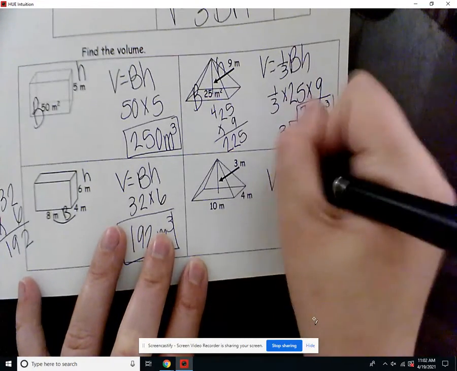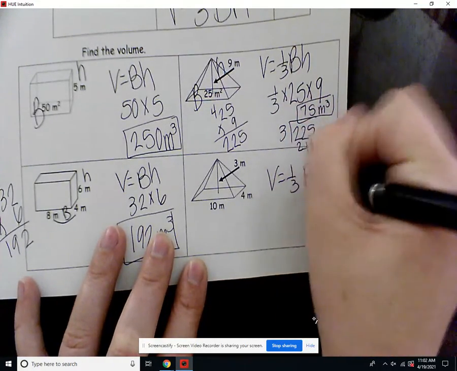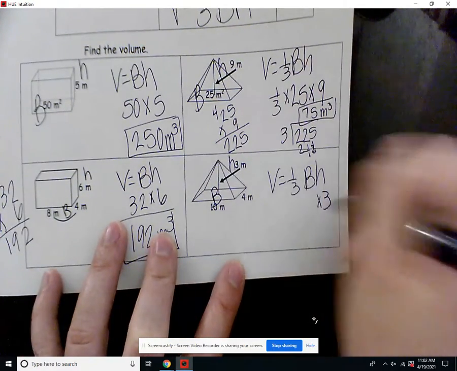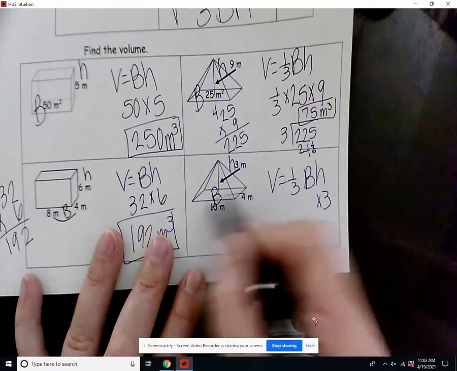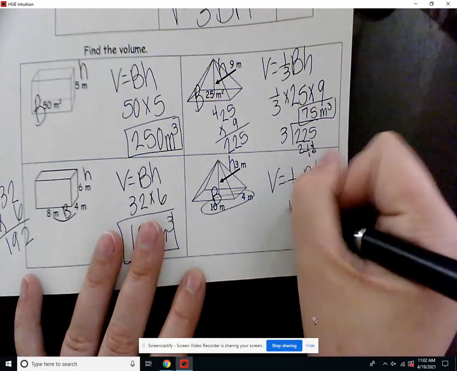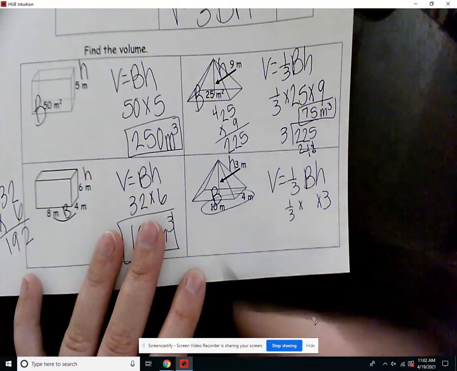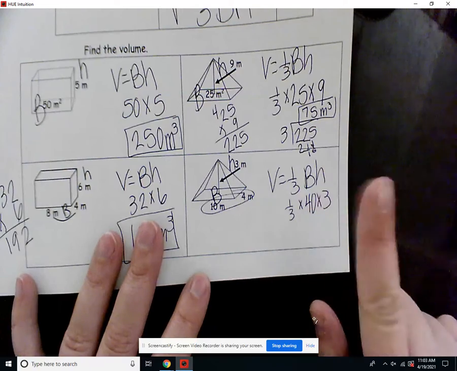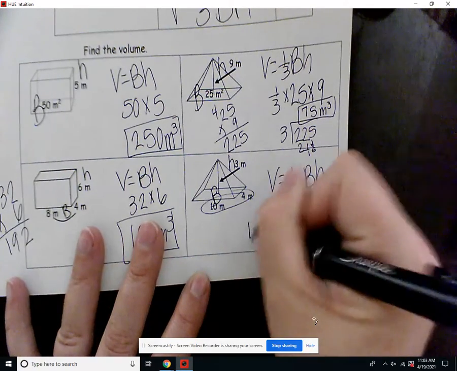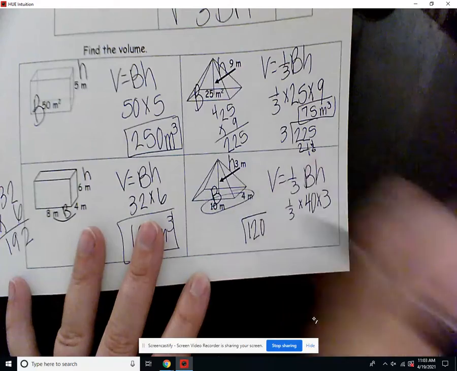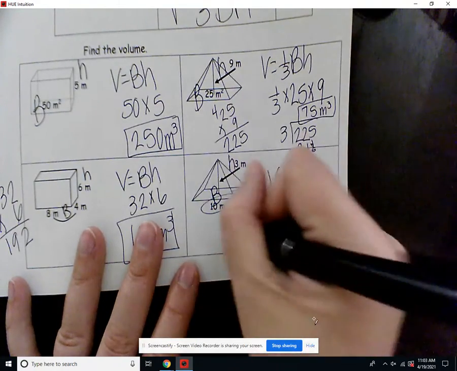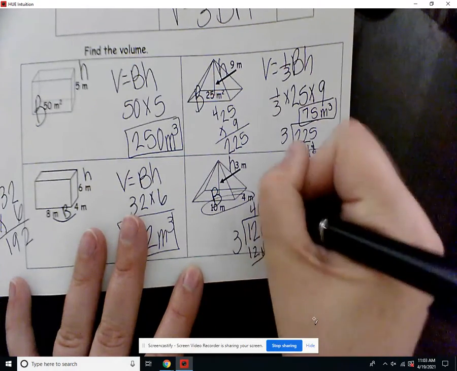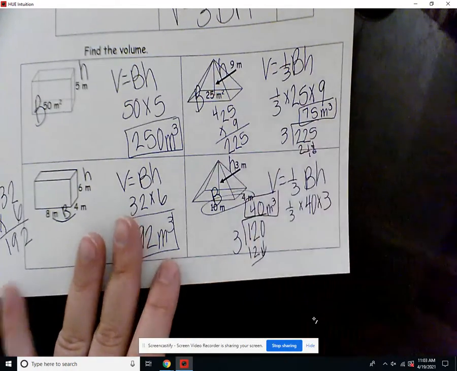Okay, so let's look at this pyramid. So there's our base, there is our height. So I know our height is 3. So we're going to find the area of our base. So we're going to multiply those two numbers together, which is 10 times 4 is 40. Then I'm going to multiply 40 times 3, which is 120, and then divide it by 3. And we get 40 meters cubed.